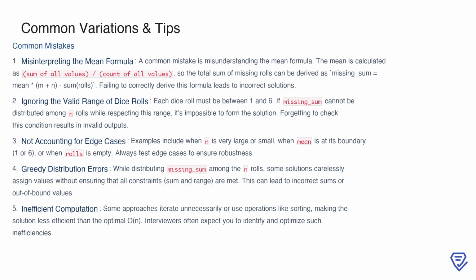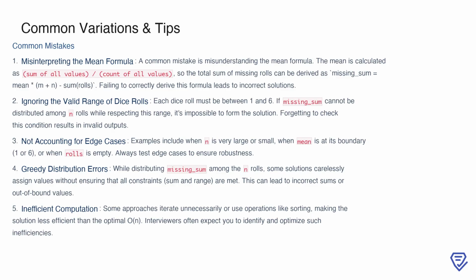Additionally, neglecting to account for edge cases is a common pitfall. Examples include scenarios where n is extremely large or small, the mean is at its boundary of 1 or 6, or the rolls array is empty. Testing these edge cases ensures your solution is robust. Mistakes can also occur during the distribution of missing_sum, especially when values are assigned carelessly without ensuring the constraints on both the range and the total sum are met.